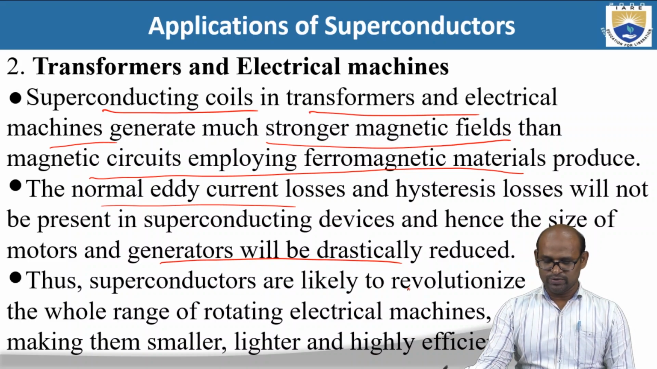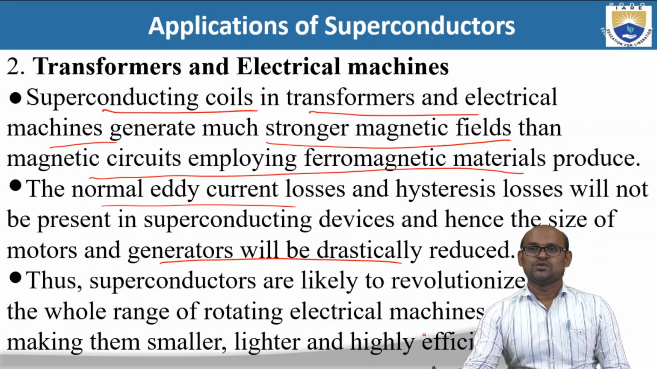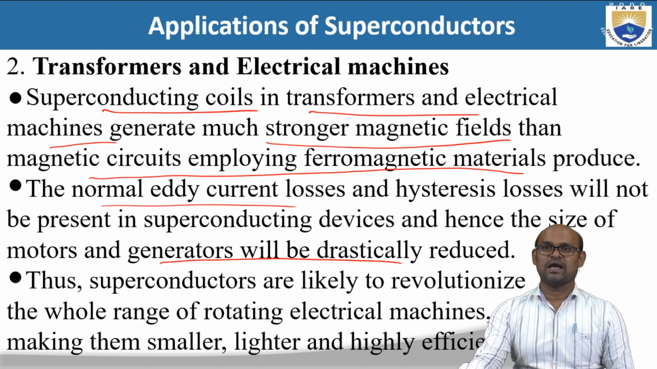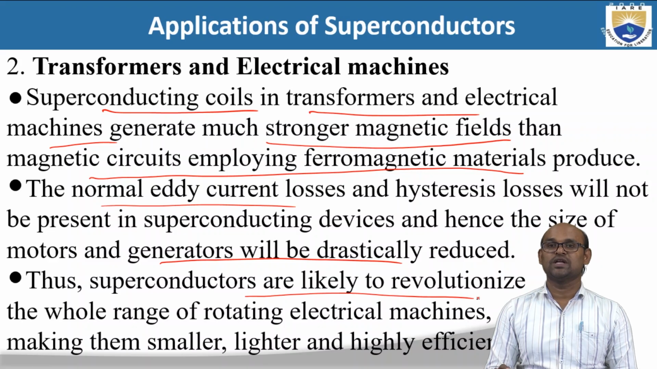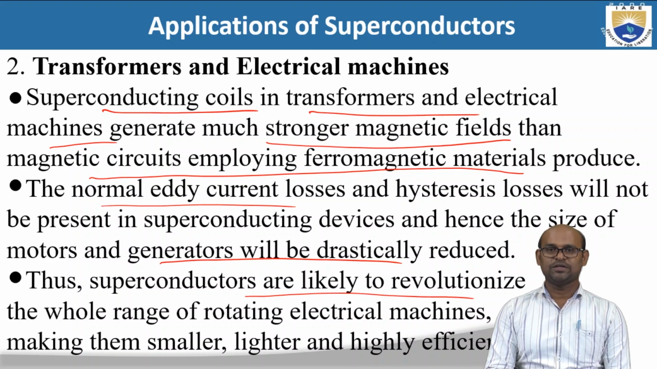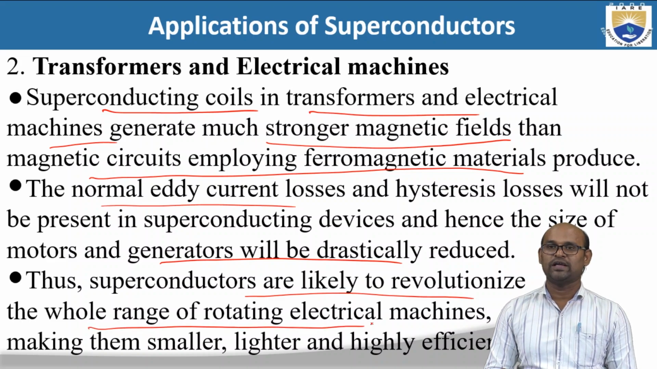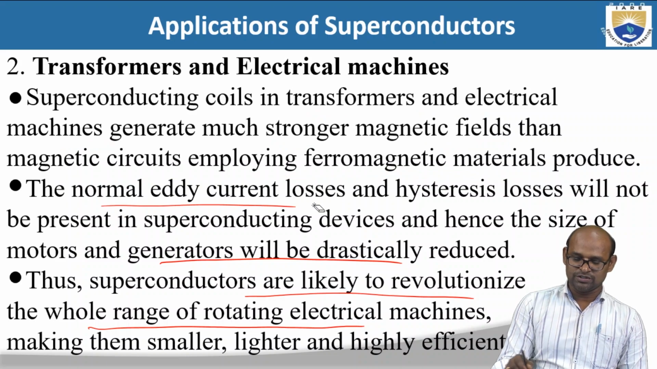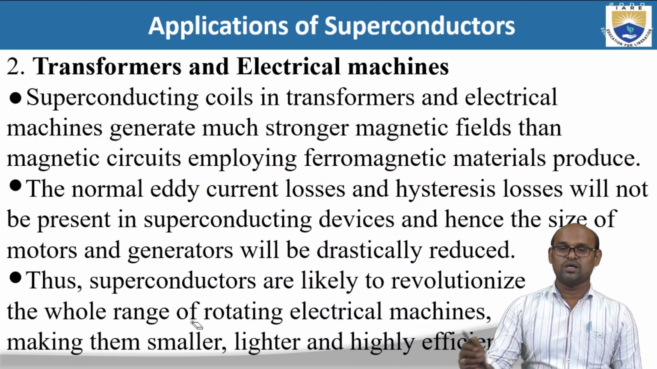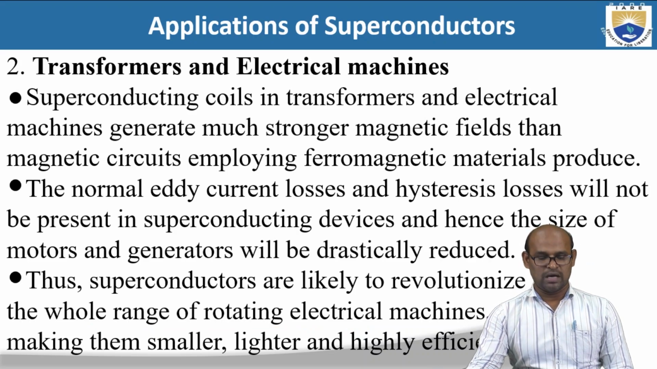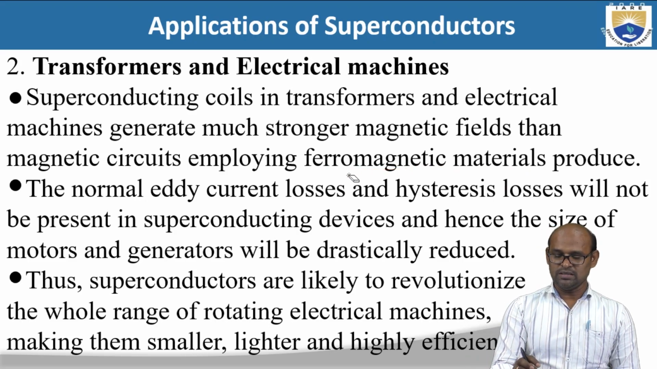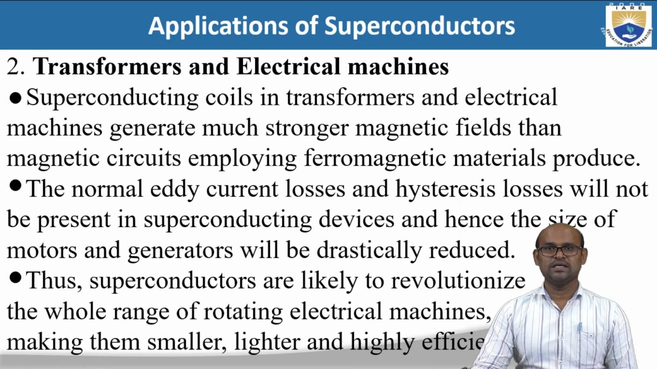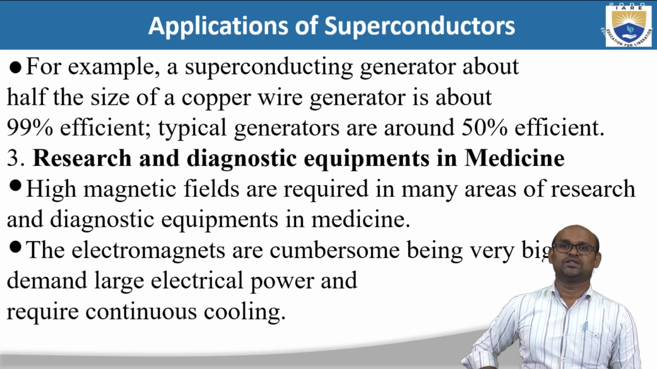Superconductors are likely to revolutionize the whole range of rotating electrical machines, making them smaller, lighter and highly efficient. So this is the second application of superconductors: transformers and electrical machines. If we can use superconducting materials instead of aluminium or ferromagnetic materials, we can make transformers and electrical machines smaller in size and lighter in weight, and still very efficient.